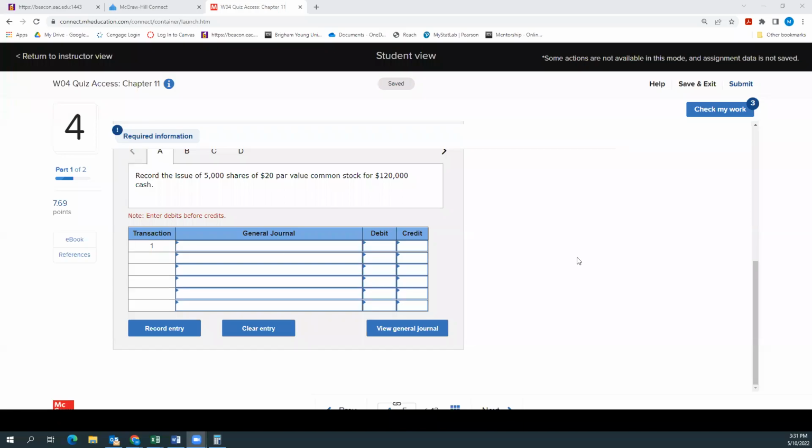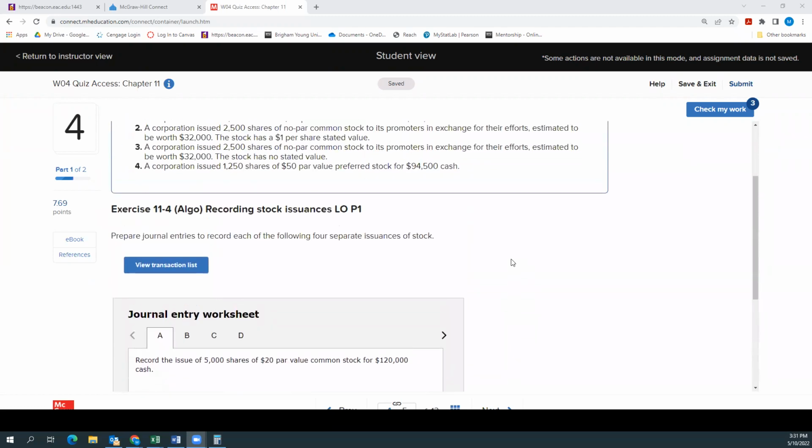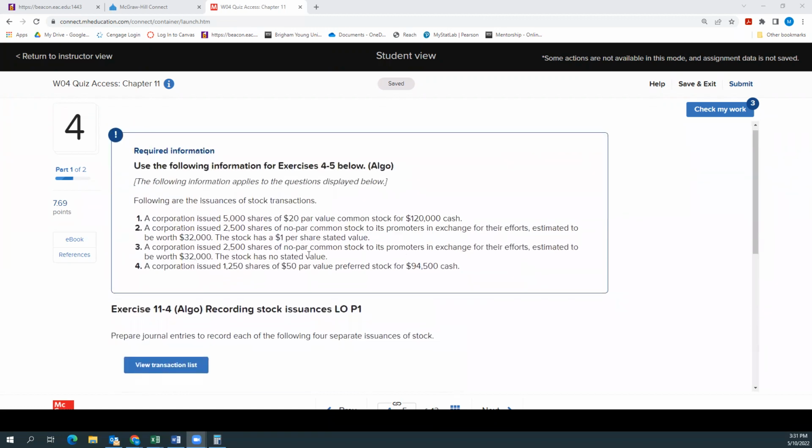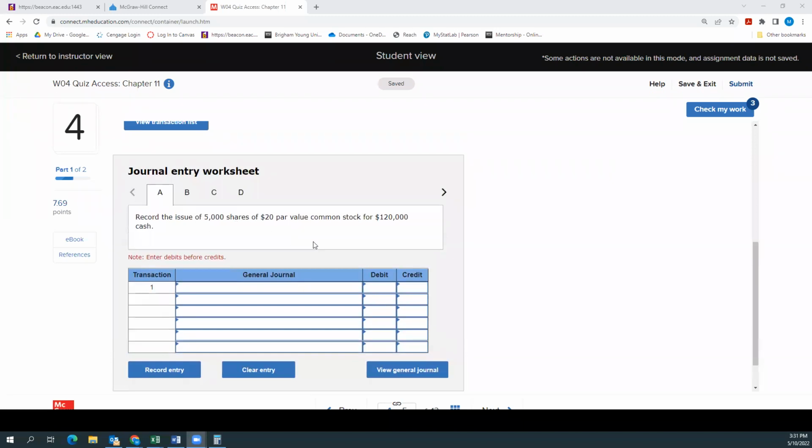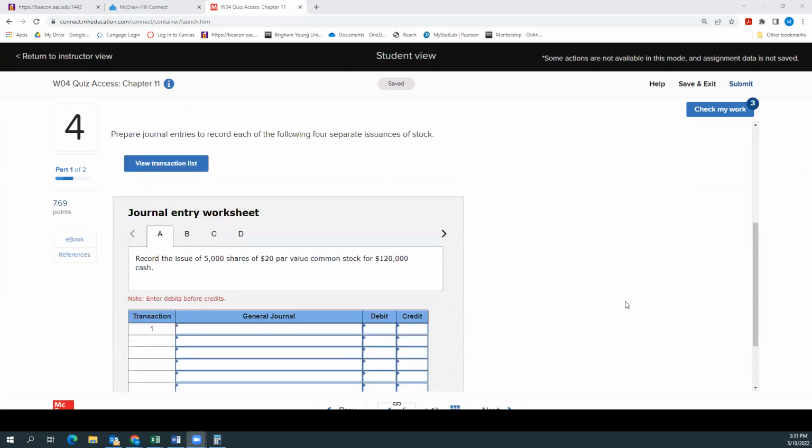Hey everybody, had a question about number 4 on the chapter 11 quiz access. So I was just going to walk through it. It gives us all of these transactions up here and then wants us to journalize them. And we don't really need the transactions since they're repeated here.